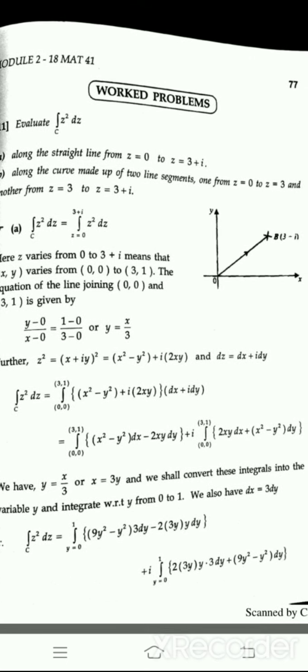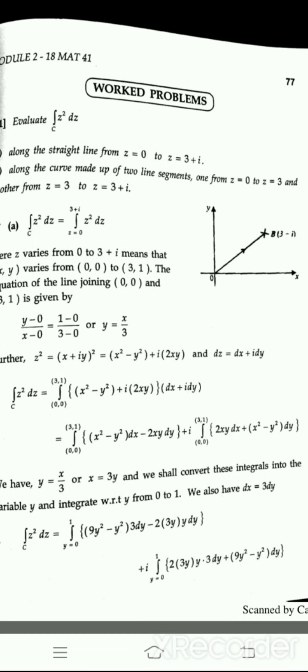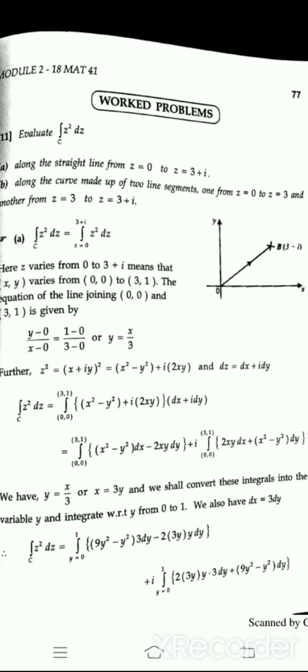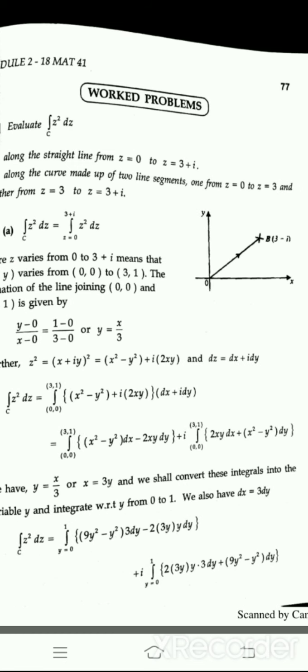Further, z square is equal to (x plus iy) whole square, so this is x square minus y square plus i into 2xy. dz is equal to dx plus i dy. Substituting the values, the integral of z square with respect to dz is the integral of (x square minus y square plus i 2xy) with respect to x and y.